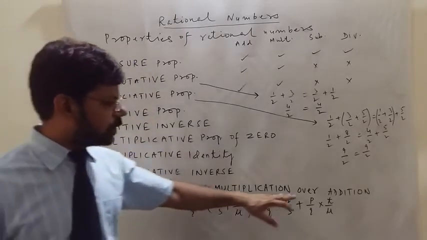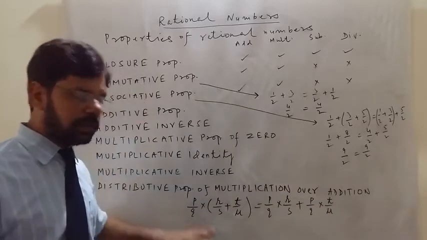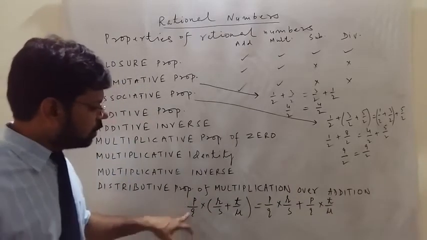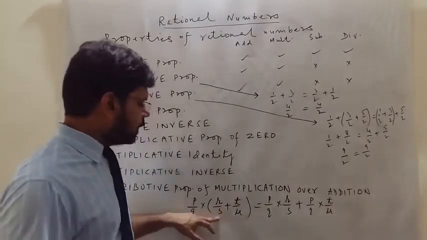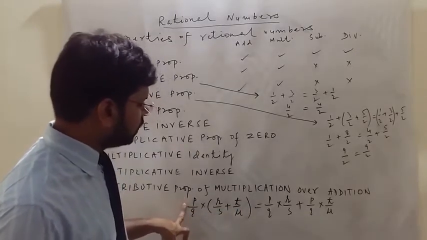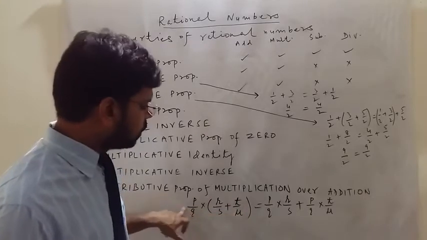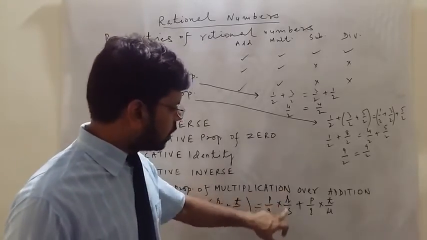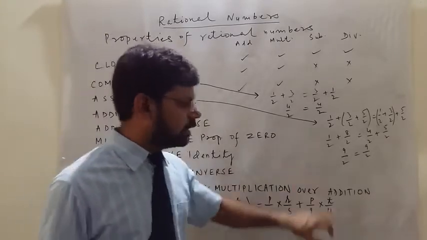Then distributive property, multiplication over addition. Here this is the one rational number which you multiply by the addition of two rational numbers. It means you are distributing this number over these two numbers. P/Q into R/S, P/Q into T/U.